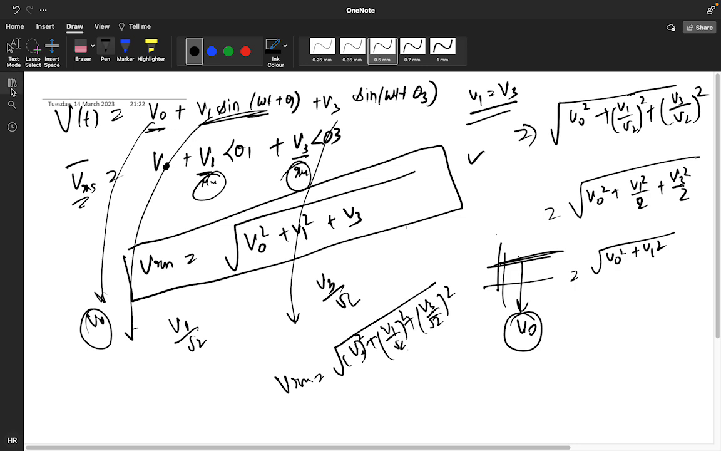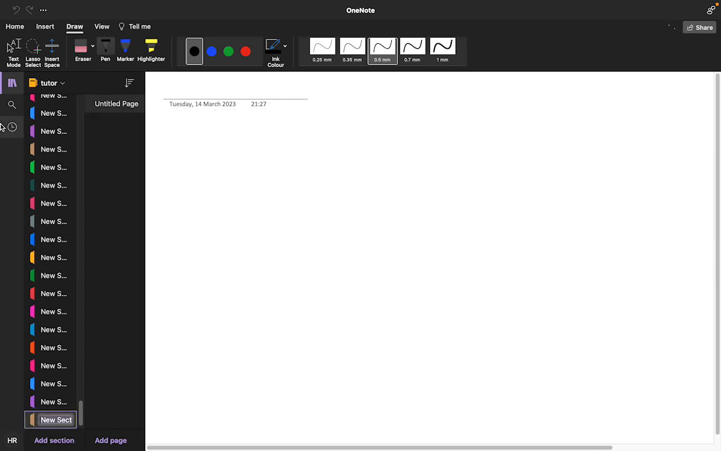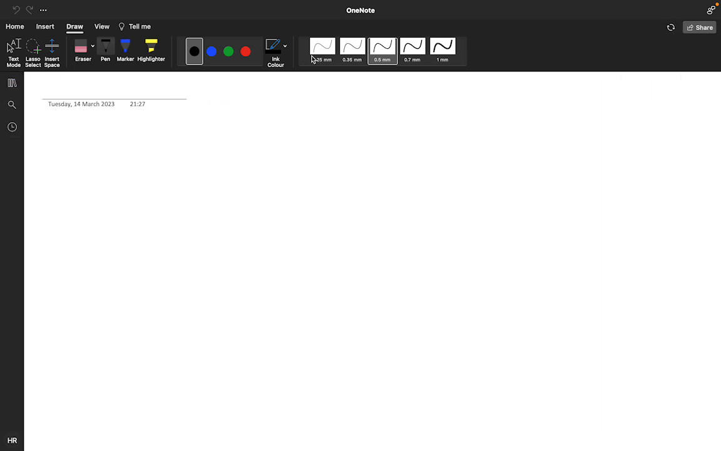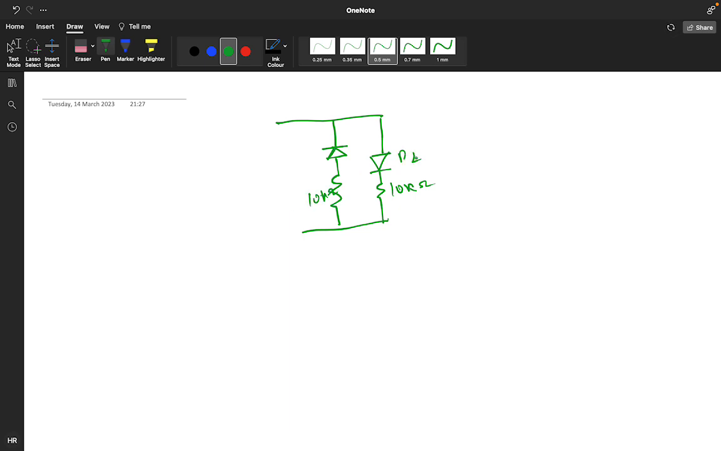See, suppose you have a circuit like this. One resistor is there, and one diode is connected like this. This is 10 kilo ohm. This is your D2. This is your D1. And this particular source is 4 sine omega t.